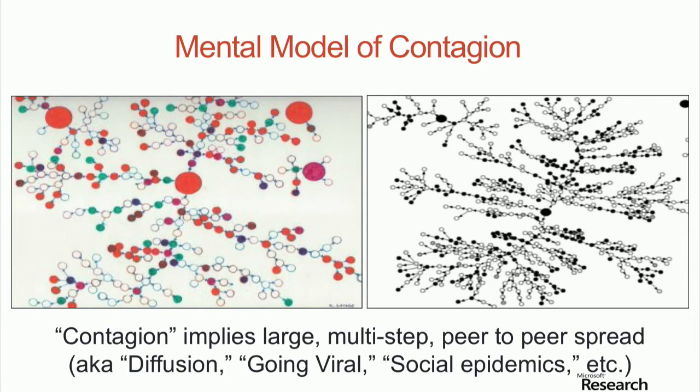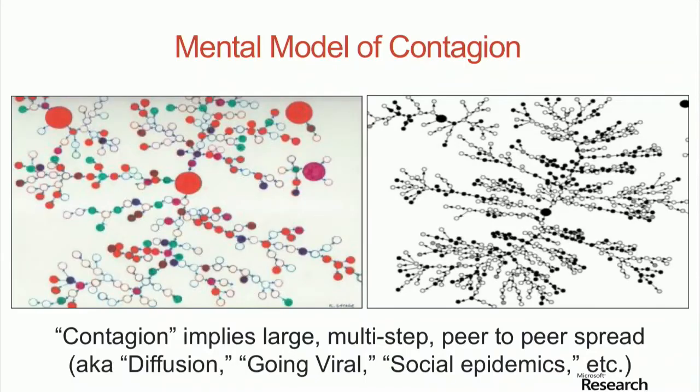And this contagion process spread out through many generations to infect a very large number, tens of thousands of people over a very large geographical area. So when we say contagion, I would claim that the mental model we have in mind has these three properties: being large, multi-step, and peer-to-peer. At any given generation, you're only infecting a few other people, but because of this exponential growth over many generations, you infect a large population.